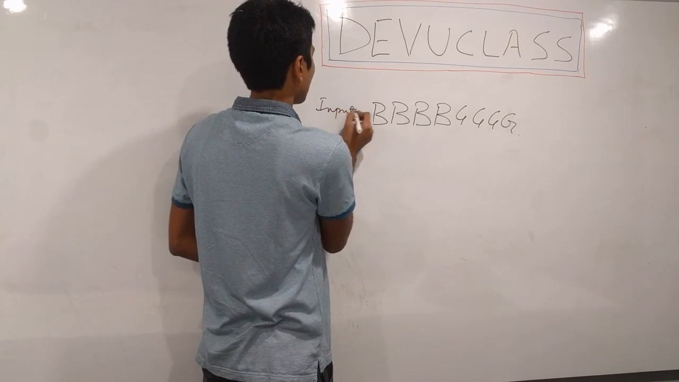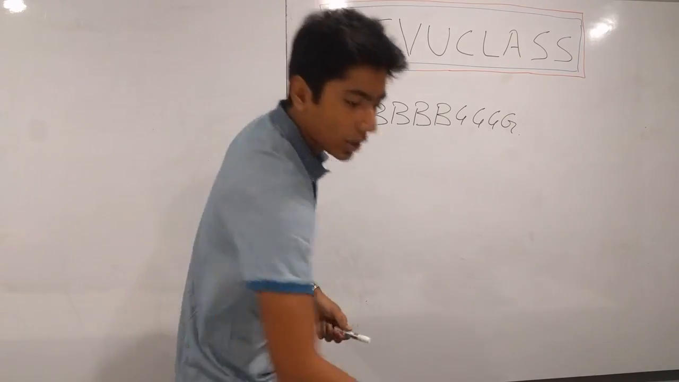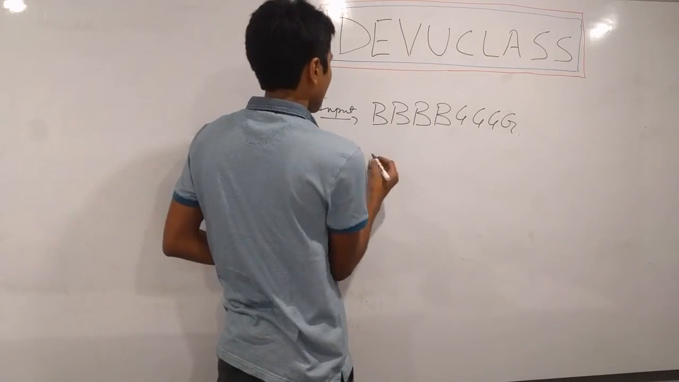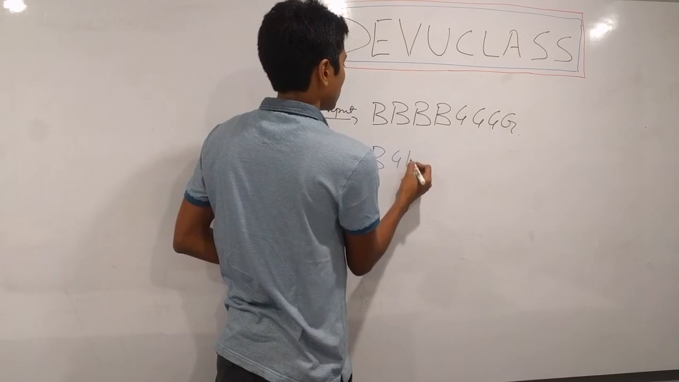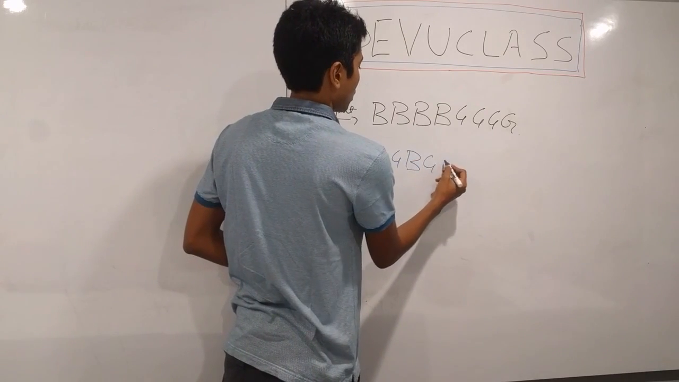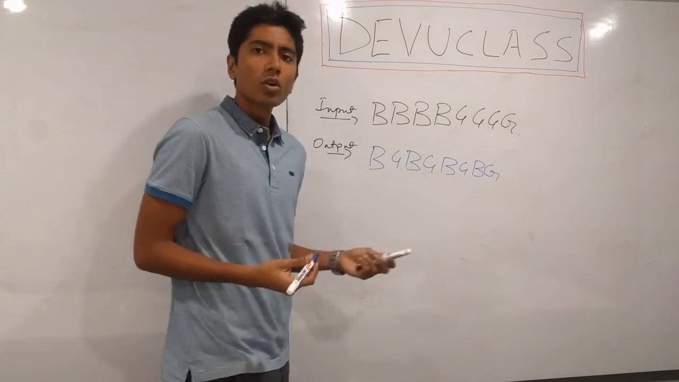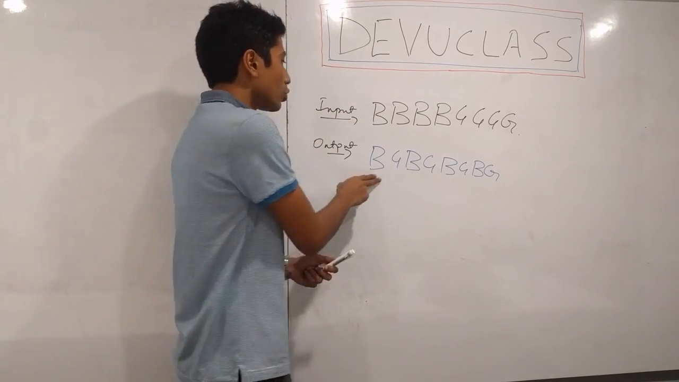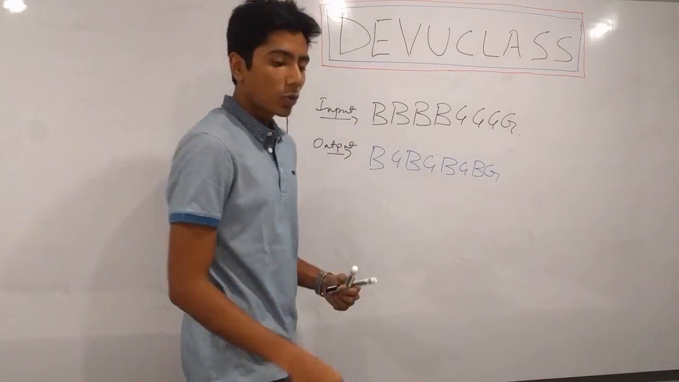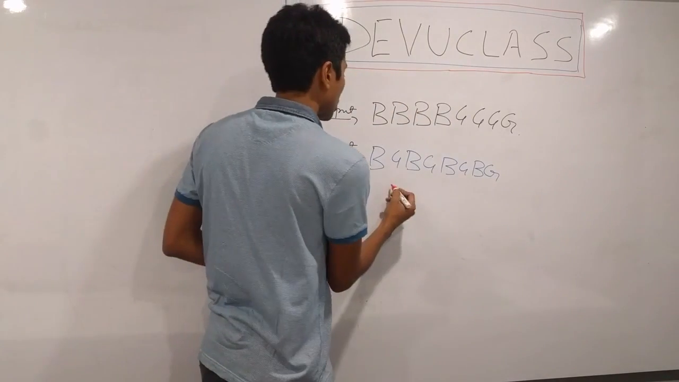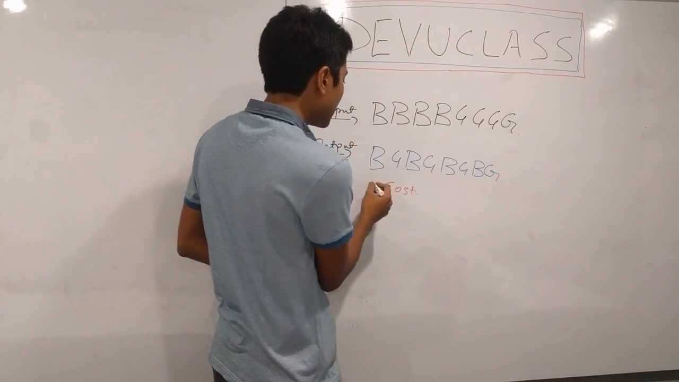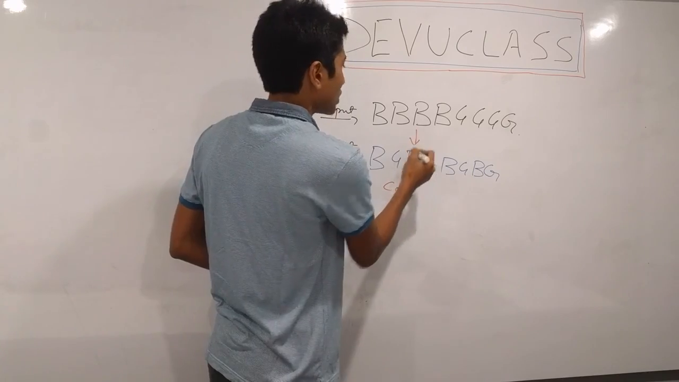this would be your input. What you really need to output is boys and girls sitting together. But Devu would know this, so you don't need to output the string. You need to output something else, which is the cost of actually rearranging this string to this string.